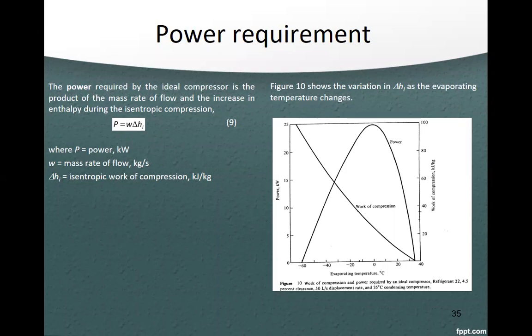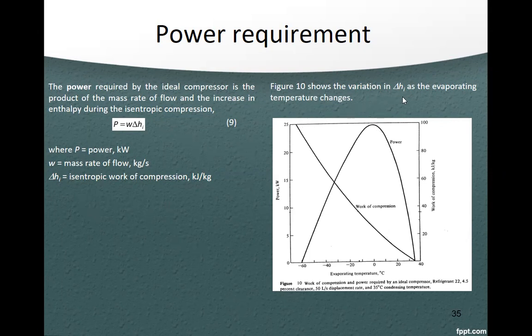Power requirement. The power required by the ideal compressor is the product of the mass rate of flow and the increase in enthalpy during the isentropic compression. Power P is W times delta h. This is in kilowatts if the rate of flow is in kilograms per second and the change of enthalpy, the isentropic work of compression, is in kilojoules per kilogram. For the actual process, we will discuss that separately.